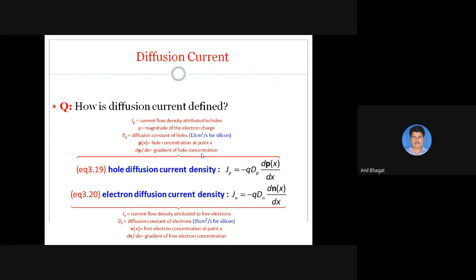We take the distance and we take the derivative, the change with respect to distance, right? You know that Q Dp is the constant parameter, multiplied by the change of hole concentration from one place to another place, dp by dx, the gradient of hole concentration. And then Dn is also 35 centimeter square per second. Only one negative sign is present in the equation because of the electrons moving from one place to another, from right to left.